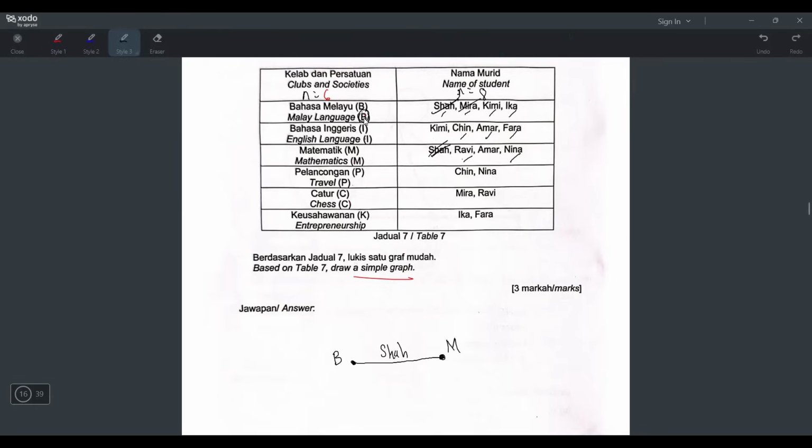So Mira suka BM and mana Mira? Satu lagi Mira dekat mana? Dekat sini, C chess. So B I have to join to another club which is C. So I will just draw down. So this is the chess. Okay. Remember, the vertex cannot use to write name. You have to use to write the club. Okay. So C is the chess club. And the H, that one used to write the student's name. So Mira.